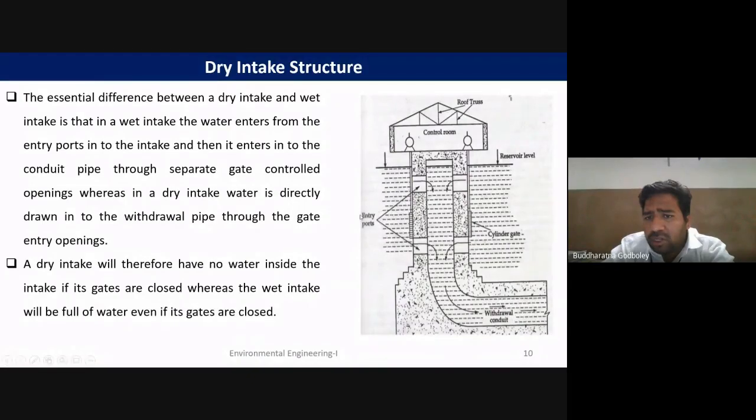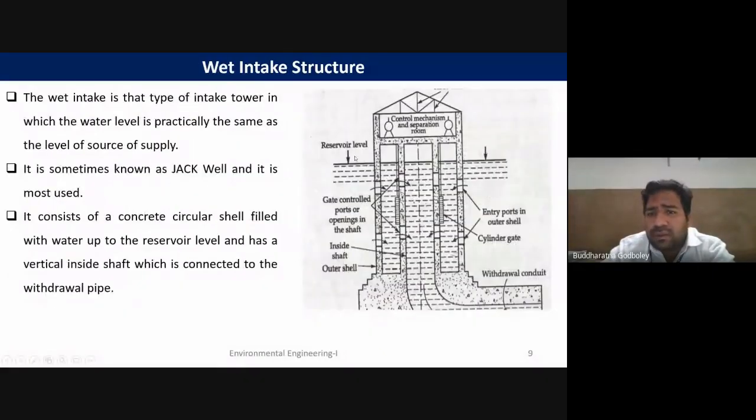इस दो वॉल में भी आपके दो एंट्री पोर्ट्स प्रोवाइड किए गए हैं as well as it is installed with this cylinder gate. The water level is same. जैसे आपका रिजर्वायर था वहाँ पे भी आपका सेम ये दिया गया है. Okay. The same reservoir level you can see over here.